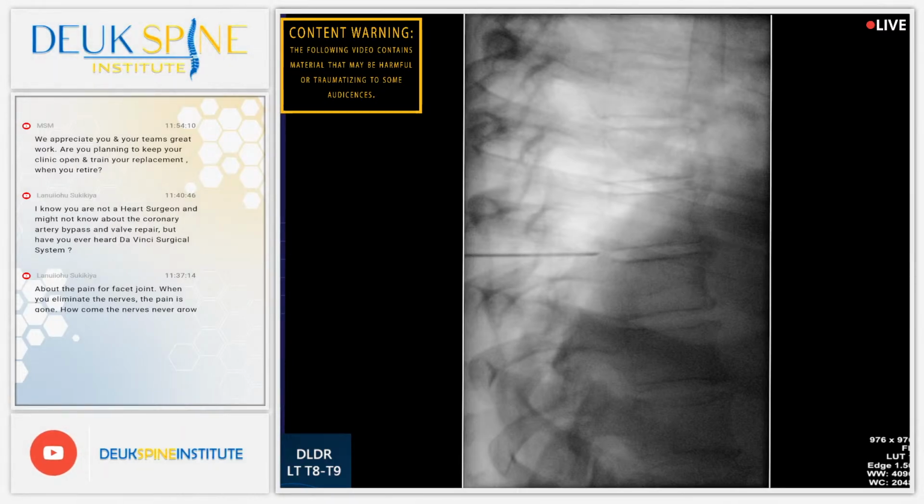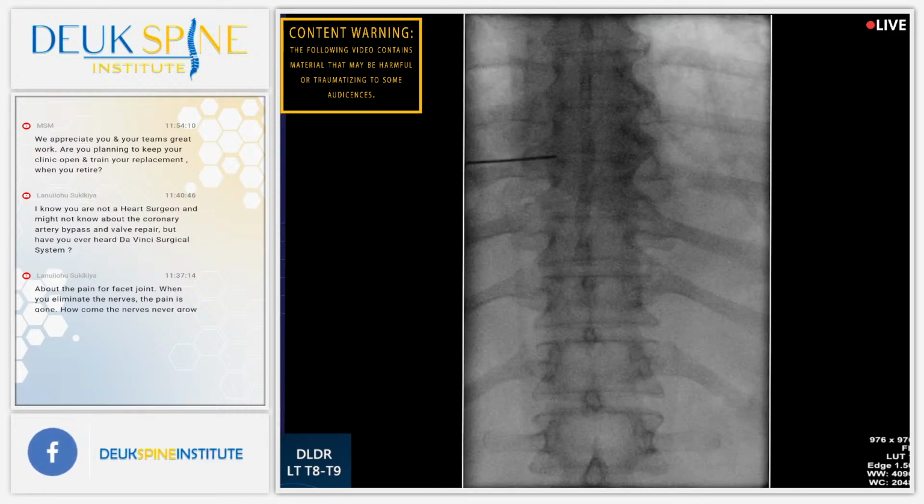All right, let's just verify levels one more time. I want an AP view. Before we do this, I want to make 100% sure we're at the right level. So we're 8-9, everyone agree? 8-9? Yes, sir. Let's see what we got. 12, 11, 10, 9, 8. 12, 11, count for us, pedicles. 12, 11, 10, 9, 8. So it's 8-9, you agree? I agree, you agree, we all agree, 8-9.